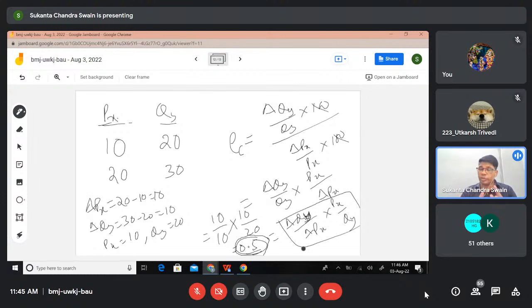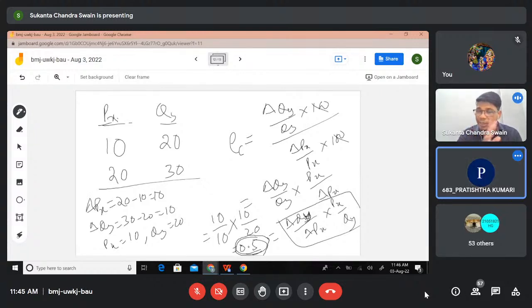But if it comes positive, what does it mean? If it comes negative, what does it mean? You just tell me here. If the price of X is increasing and demand for Y is increasing, then X and Y are what type of commodities? Substitute type. Very good, because if the price of X is increasing, demand for X will come down, and some of those X consumers may switch their consumption from X to Y. Therefore, Y's demand is increasing, although Y's price has not changed.